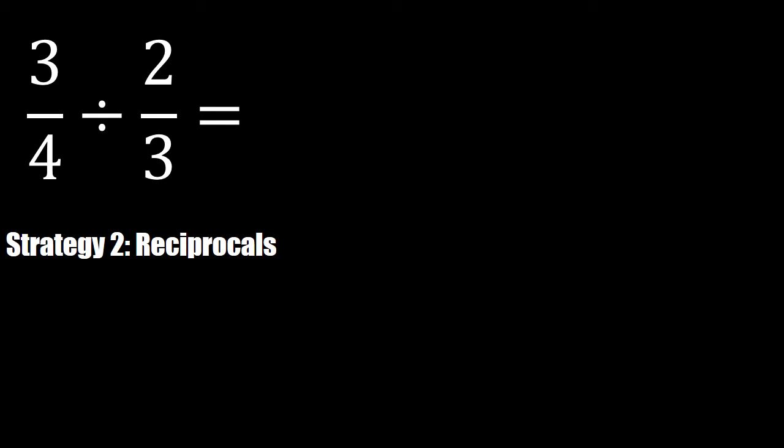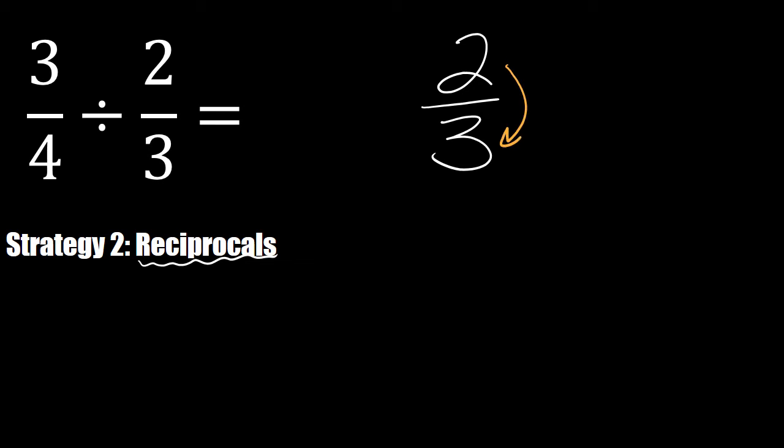So now let's talk about the strategy with finding the reciprocals. All we do with a reciprocal is we take the fraction and then we just flip it. So say the reciprocal of 2/3, what we do is we flip the numbers. So when we do that, I can say that the reciprocal of 2/3 is 3/2.